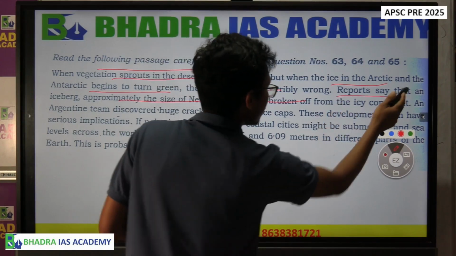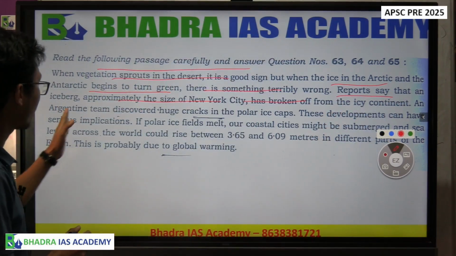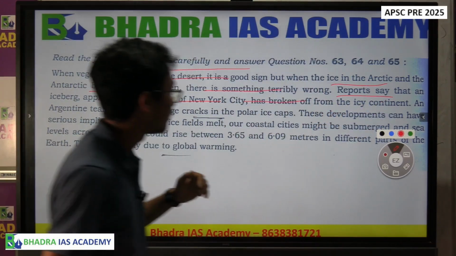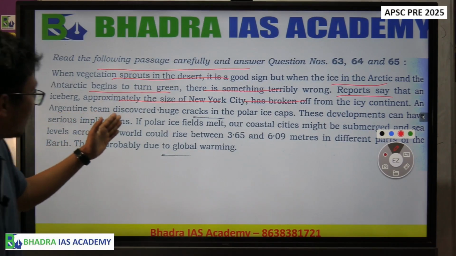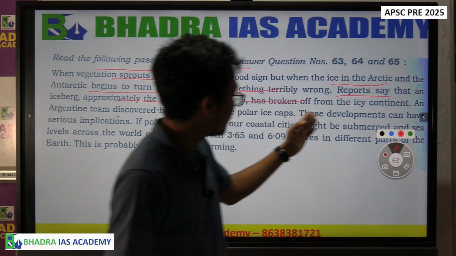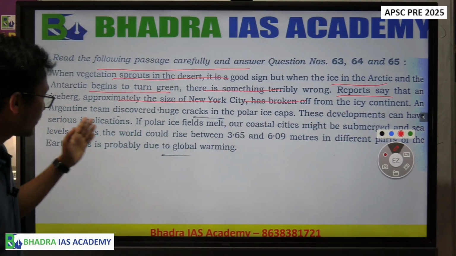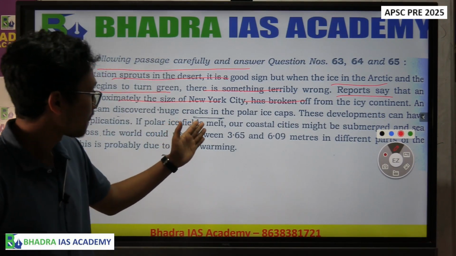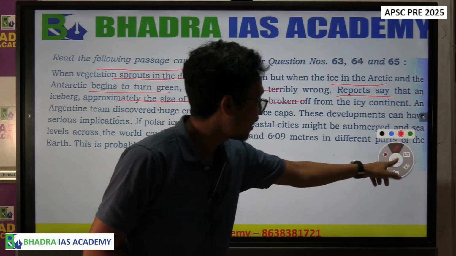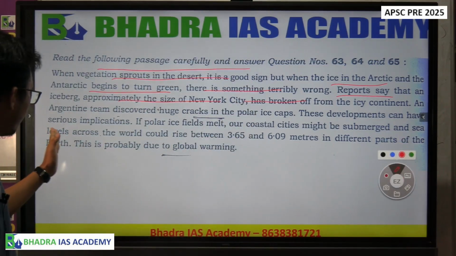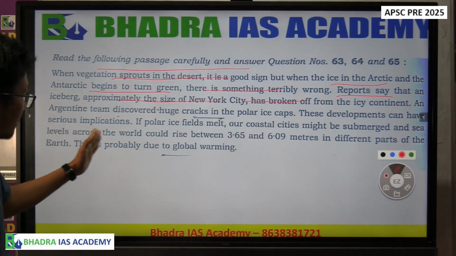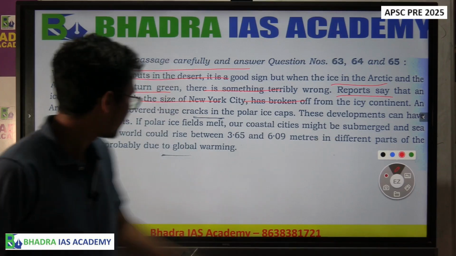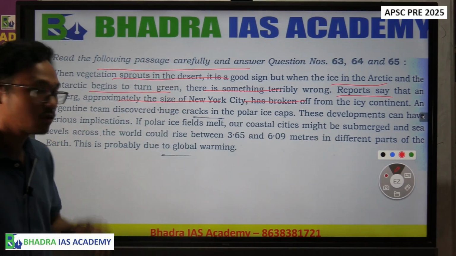Okay, so reports say that an iceberg approximately the size of New York City has broken off from the icy continent. An Argentina team discovered huge cracks in the polar ice caps. These developments can have serious implications. If polar ice fields melt, our coastal cities might be submerged, and sea levels across the world would rise between these and these meters in different parts of the earth. This is probably due to global warming.